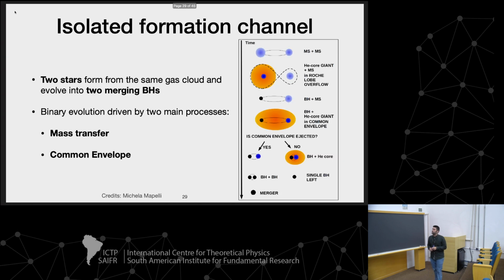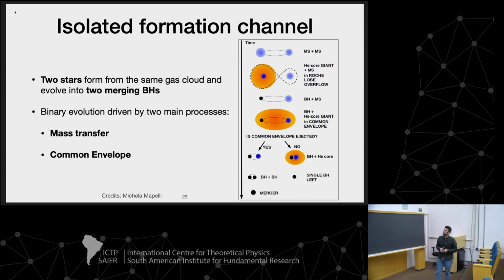Okay. So, the isolated formation channel. I think we need to speed up a bit. So basically, two stars form from the same cloud of gas, and this can happen from the plot that I showed you before. And then they finally produce two black holes that can merge together, or two neutron stars that can merge together. In this formation channel, we have two main processes, the mass transfer and common envelope.